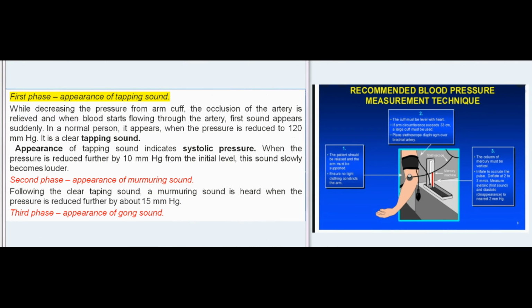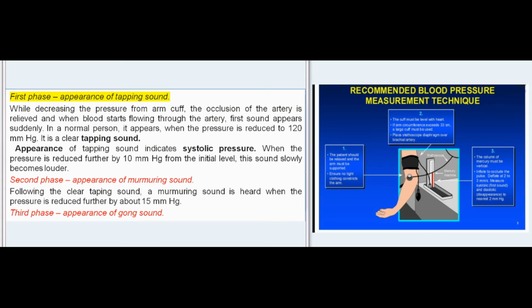While decreasing the pressure from the arm cuff, the occlusion of the artery is relieved, and when blood starts flowing through the artery, the first sound appears suddenly. In a normal person, it appears when the pressure is reduced to 120 mm Hg. It is a clear tapping sound. Appearance of the tapping sound indicates systolic pressure.